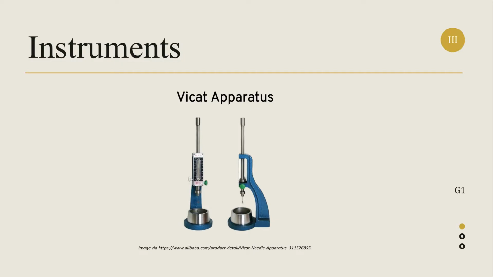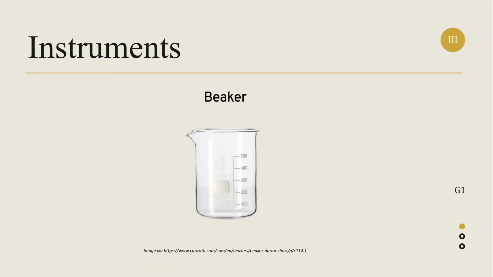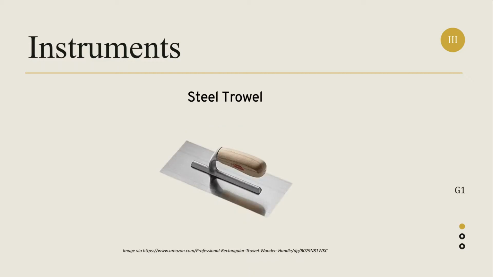Reference masses and devices for determining mass are also needed, conforming to the requirements of specification C1005. Next is the glass graduates. We need 200 or 250 ml capacity, conforming to the requirements of specification C1005. Next is a flat trowel, having a sharpened straight-edged steel blade 100 to 150 millimeters in length.